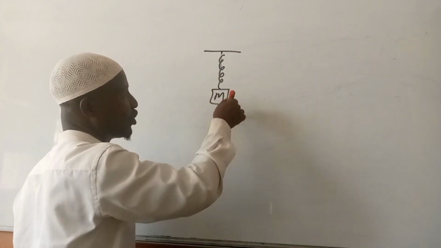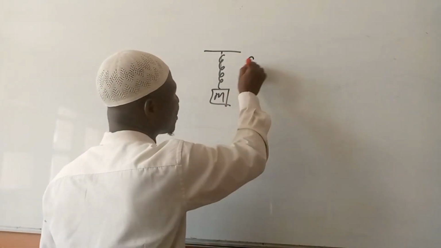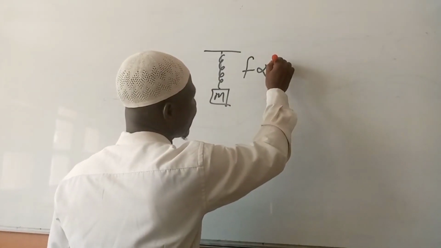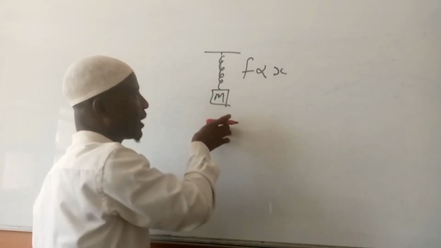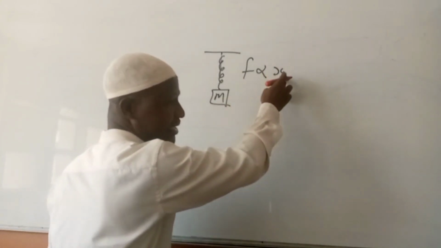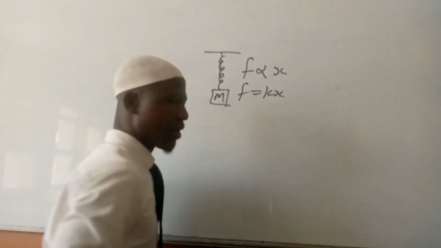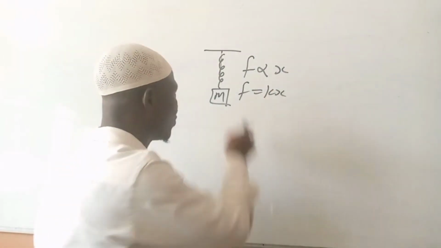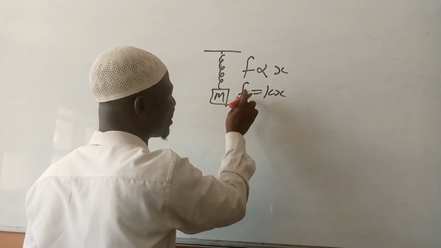Then when you apply force, like I told you in the initial stage, that force varies directly with what? Displacement x. So when you apply force, the higher the force, that is the mass you are adding, the higher the extension, the displacement. Therefore, F is equal to kx, according to Hooke's law. Don't forget that, because we are using elastic material.